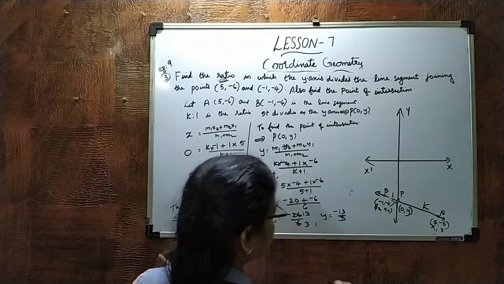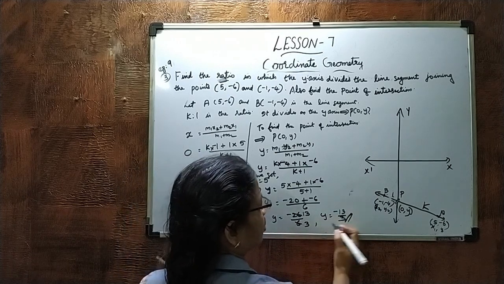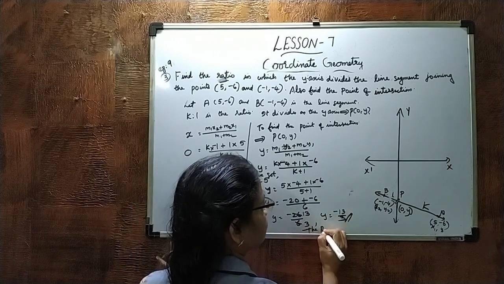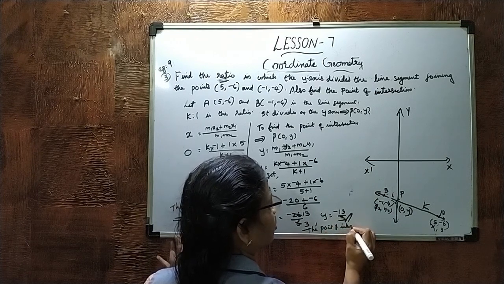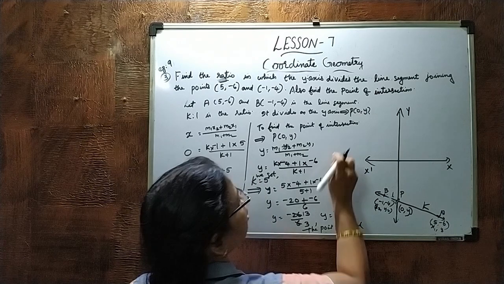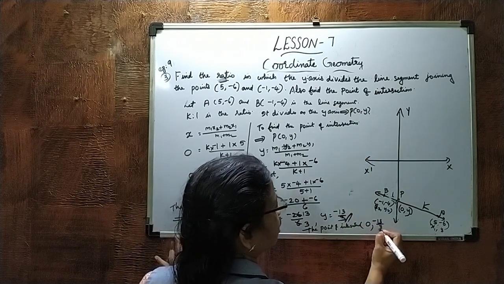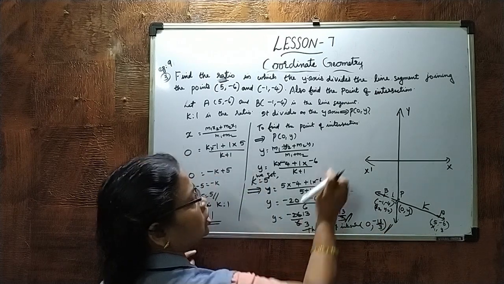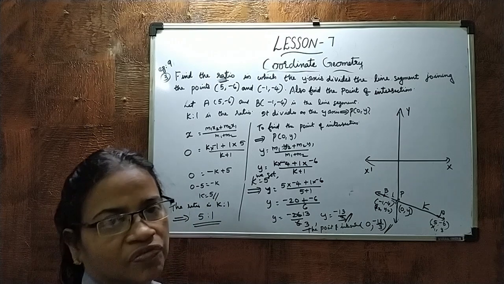Right? Then what is the point? So the point of intersection is, what is it? It is (0, negative 13 by 3). Okay, 0 is there already and the y coordinate is negative 13 by 3 we got.